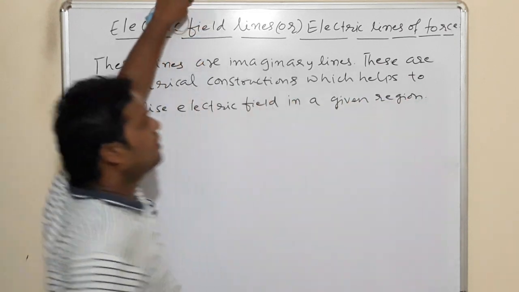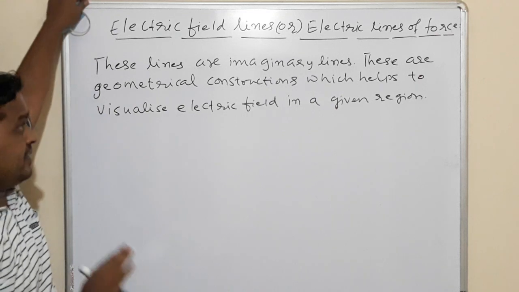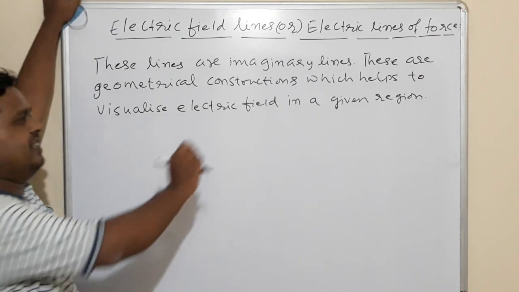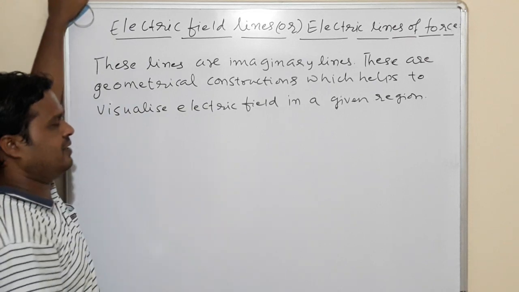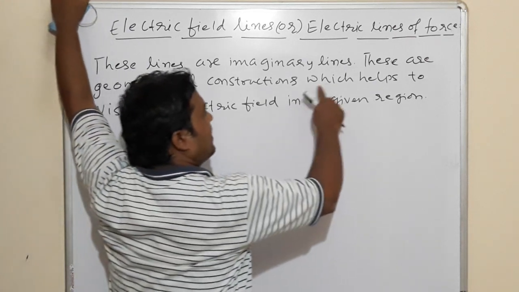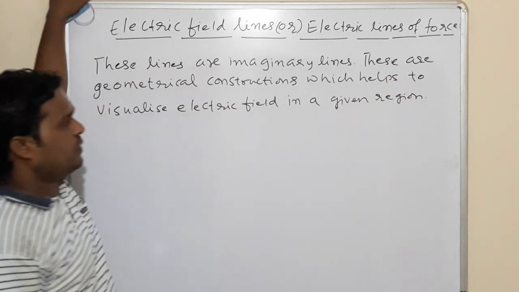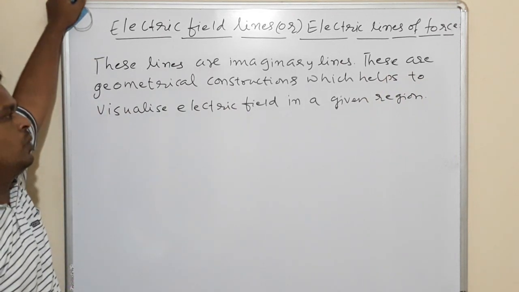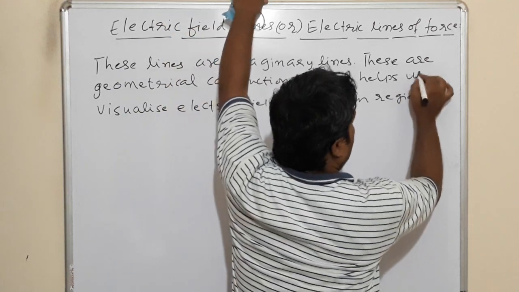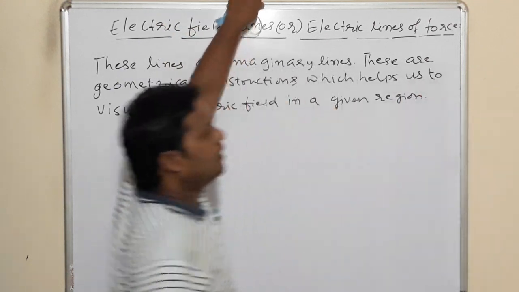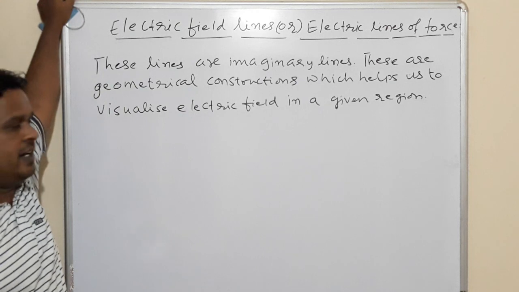Okay, then what these lines are? These lines are imaginary, and just these are geometrically constructed. We will construct these lines. What for these lines are constructed is, these lines will help us to visualize the electric field, to get an idea of electric field in a particular region or in a given region.